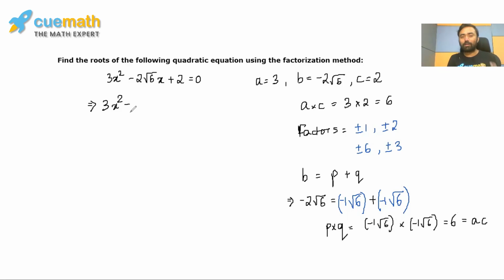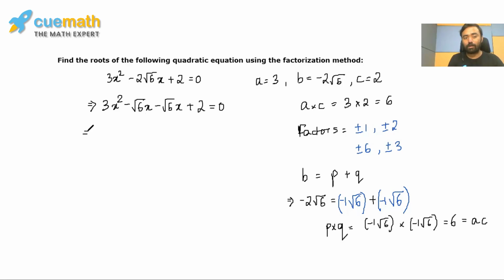So we don't write minus 1 square root of 6. We just write minus square root of 6x. Then again, minus square root of 6x plus 2 is equal to 0. Now we know that we'll have to find the factors between these two terms. And if any one of the terms consists of a square root, we'll have to be very careful.